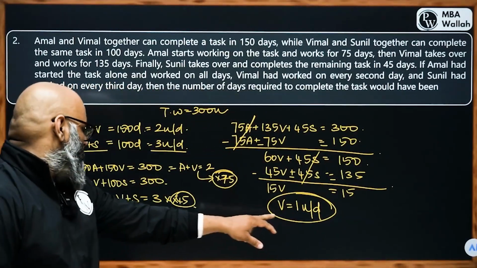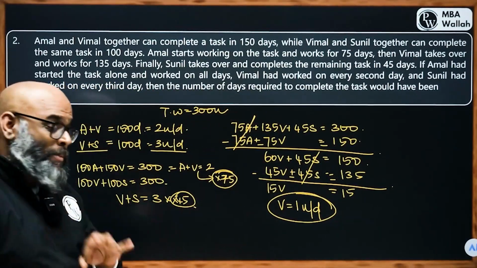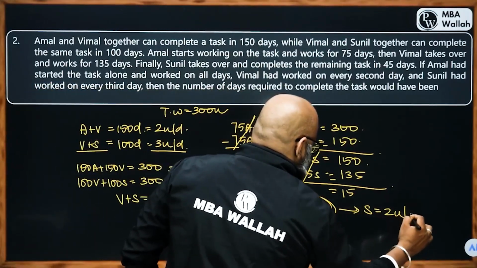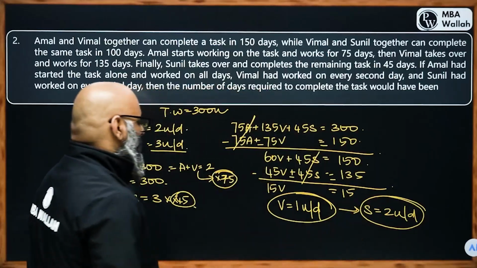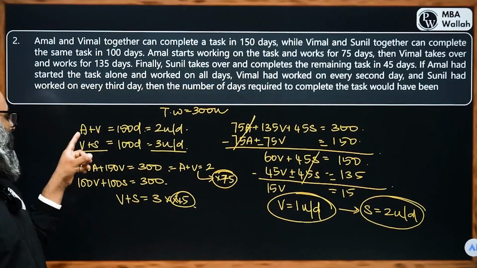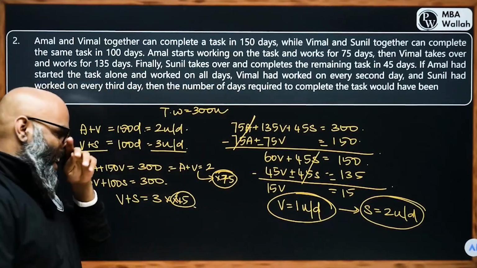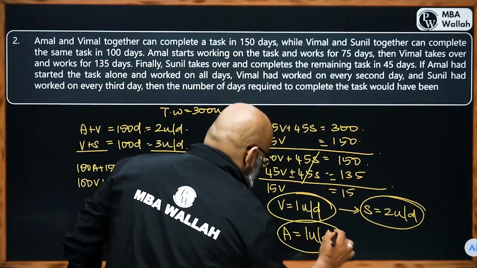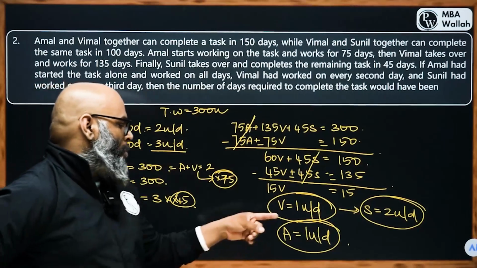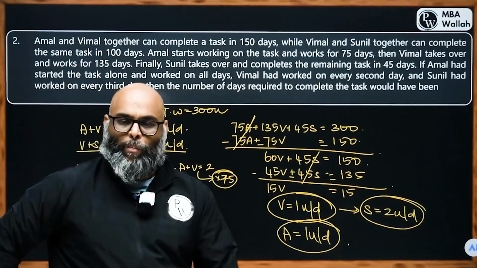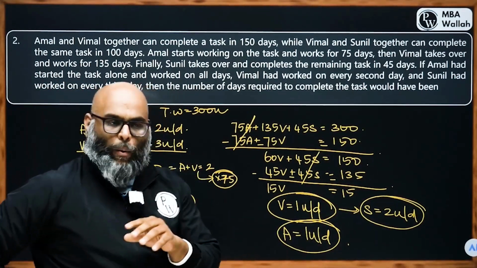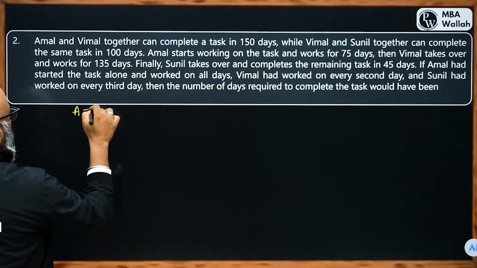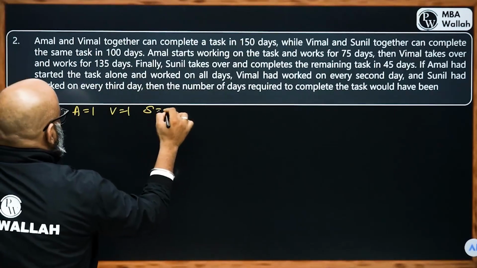If V is 1 unit per day, V plus S is 3 units per day. I know that. From here I can say S is equal to 2 units per day. Once again, if V is 1 unit per day, A and V together can do 2 units per day. From here I can say A is equal to 1 unit. We have A is equal to 1, V is equal to 1, S is equal to 2. On each day, this is what they can do. Now we'll go to the condition. Let me write it down here. A is equal to 1, V is equal to 1, S is equal to 2.